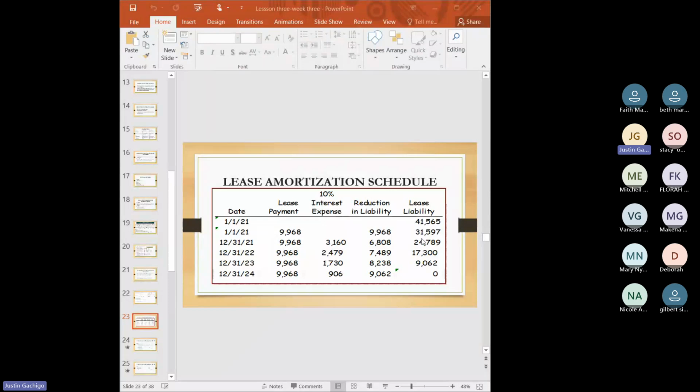Again, you get this balance here. At the end, take 10% of it, bring it here. Once you bring it here, again, take the lease payment minus interest to get how much you are reducing the lease liability. Then again, get 10% of this one, bring it here. Then again, get the payment that was made, less the interest expense, to get how much you are reducing the liability by. You do that until you get 0. So that is how we can do that amortization schedule.